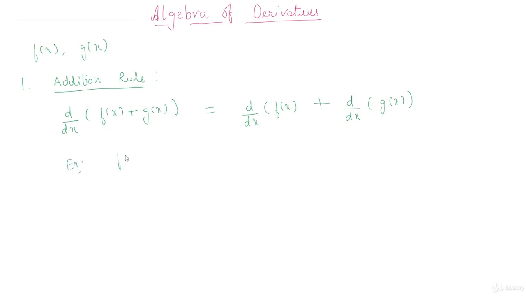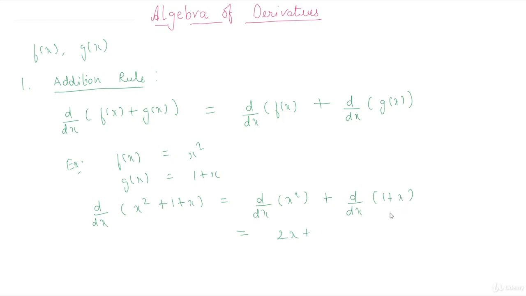Now let's take an example. Let's say we have f of x is equal to x square and g of x is equal to 1 plus x, right? So d by dx of f of x plus g of x will be d by dx of x square plus 1 plus x, and that will be equal to d by dx of the first function plus d by dx of the second function. So this will be 2x plus this is 0 plus 1. So this will be 1. So the answer will be 2x plus 1.